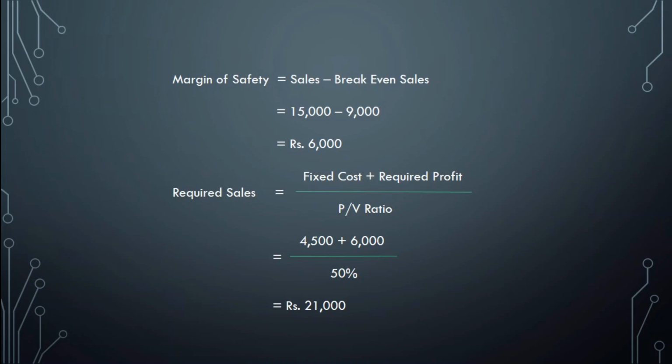Finally, we are going to calculate the required sales for the required profit. The formula for this is fixed cost plus required profit divided by PV ratio. The fixed cost is Rs 4,500 and the required profit is also mentioned in the question itself, that is Rs 6,000. When we add these two things and divide by PV ratio 50%, we will get the required sales amount. Here it comes to Rs 21,000.